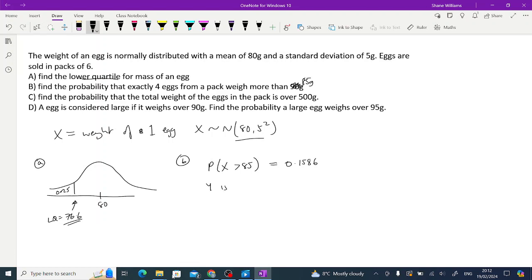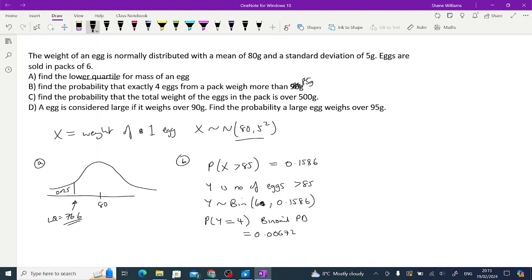So Y is the number of eggs weighing more than 85. 6 eggs to try from, and a probability of success of 0.1586. We want to find the probability that the number of eggs weighing more than 85 is exactly 4. So I can do this using the binomial PD. And I believe the answer is 0.00672. So this is another question where they combine different distributions, binomials and normals.